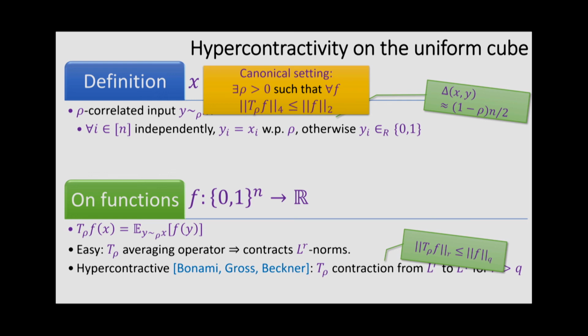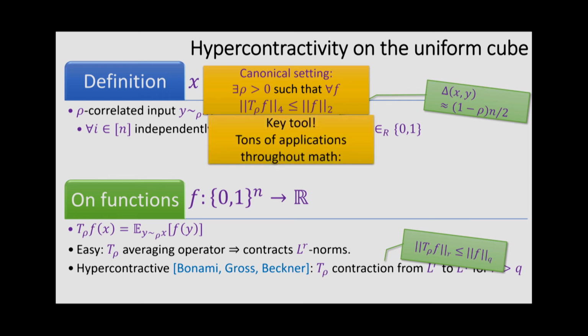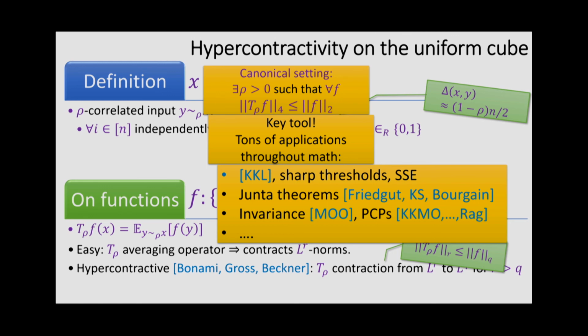This is called 4-2 hypercontractivity. It says that the 4 norm of T-rho of f is at most the 2 norm of f for some constant rho greater than 0. And as I've suggested already, this is really a key tool. It has a ton of applications throughout math and also in TCS. Here are a few of them.